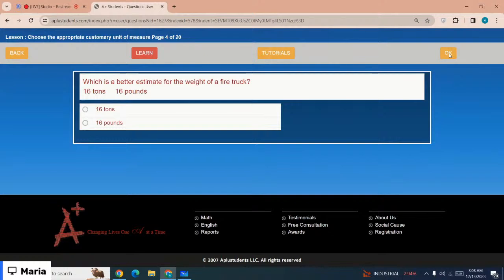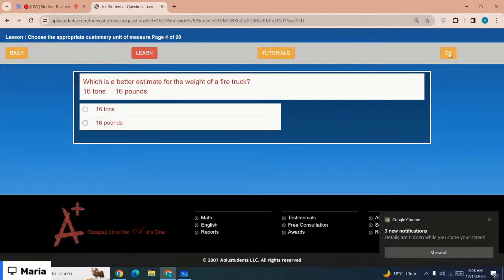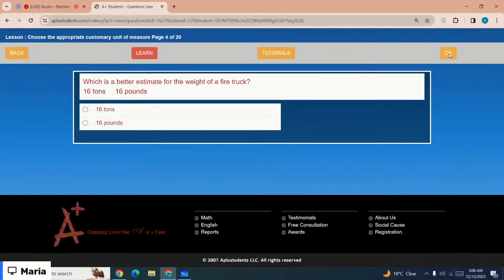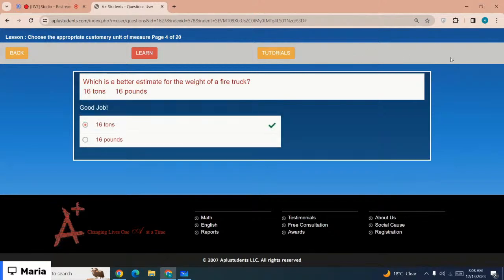Which is a better estimate for the weight of a fire truck? Which is the correct option? We are given two options: 16 tons and 16 pounds. Very good. The correct option is 16 tons, because a fire truck is a big thing. 16 pounds is very small for the weight of a truck. Got it?